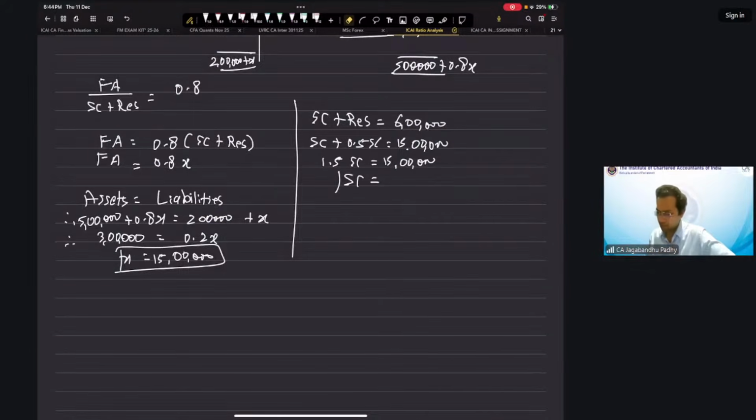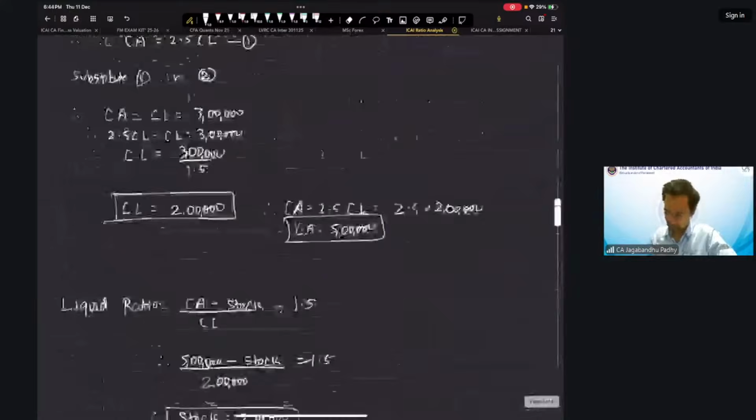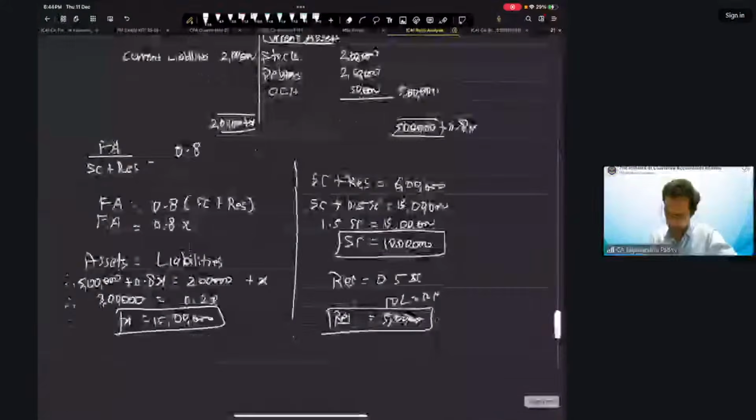what will be the share capital, guys? 15 lakh divided by 1.5. Share capital is what? 10 lakh. And of course, the reserve is going to be half times of share capital, which is 10 lakh into 0.5, which is 5 lakh. So reserves is 5 lakh. Share capital is 10 and reserves is 5 lakh.